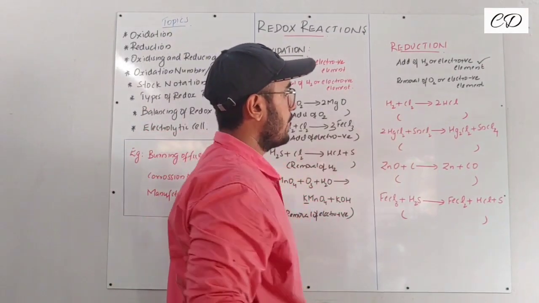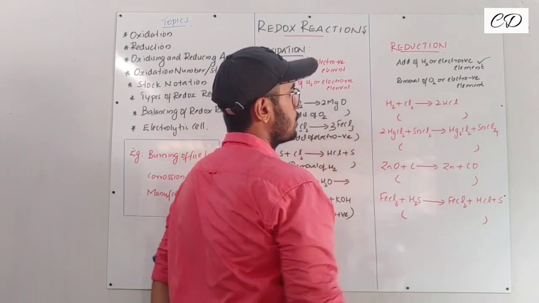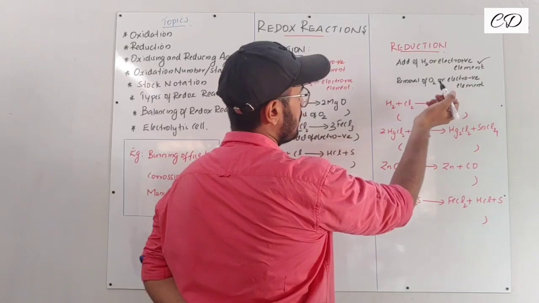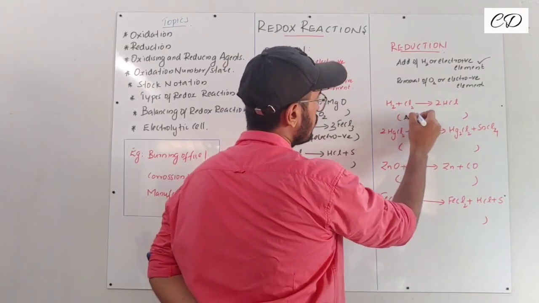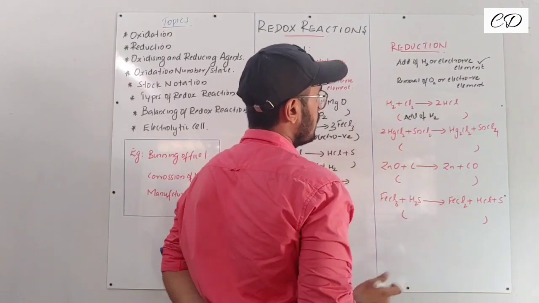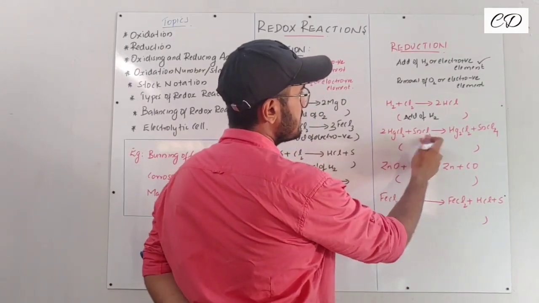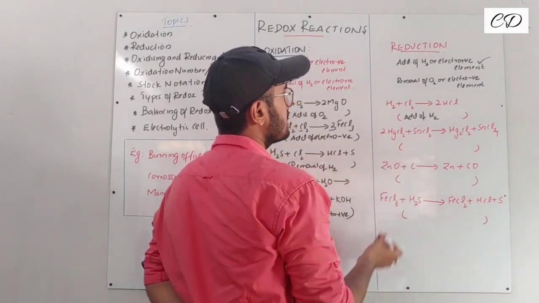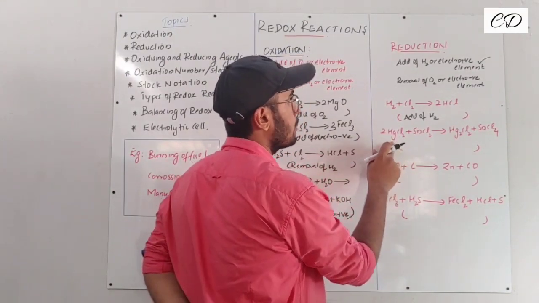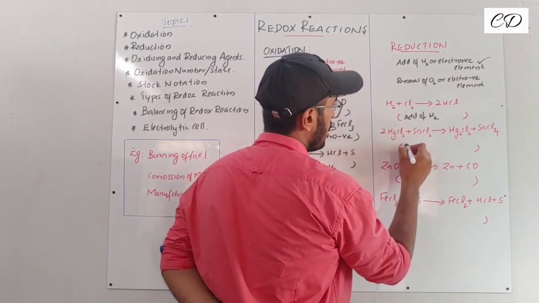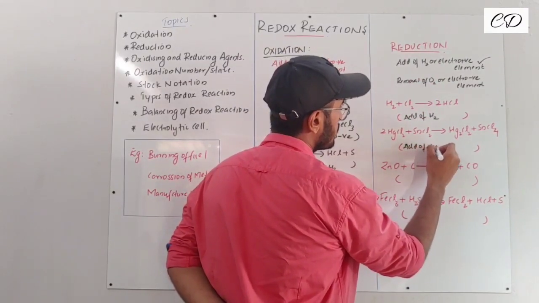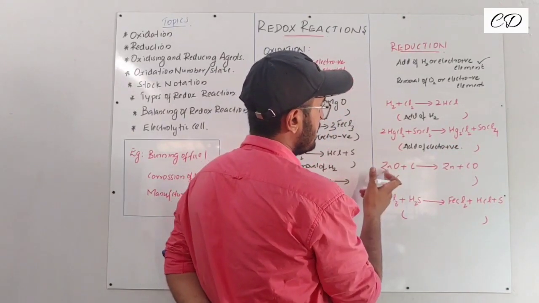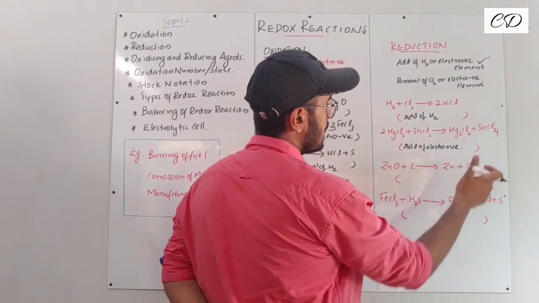Next we can directly go to the examples. H2 plus chlorine giving 2 HCl. Here it is the addition of electropositive element, or addition of H2. Next one, HgCl2 plus SnCl2 giving Hg2Cl2 plus SnCl4. Here also we can see the addition of Hg, the mercury. Mercury is an electropositive element, so addition of electropositive element.